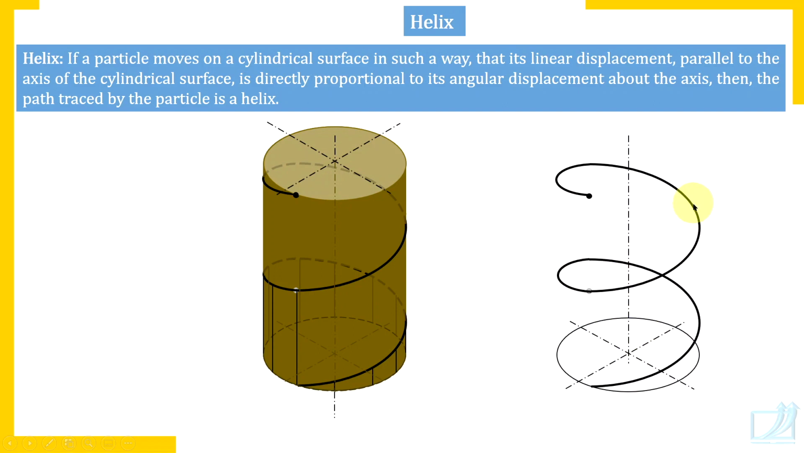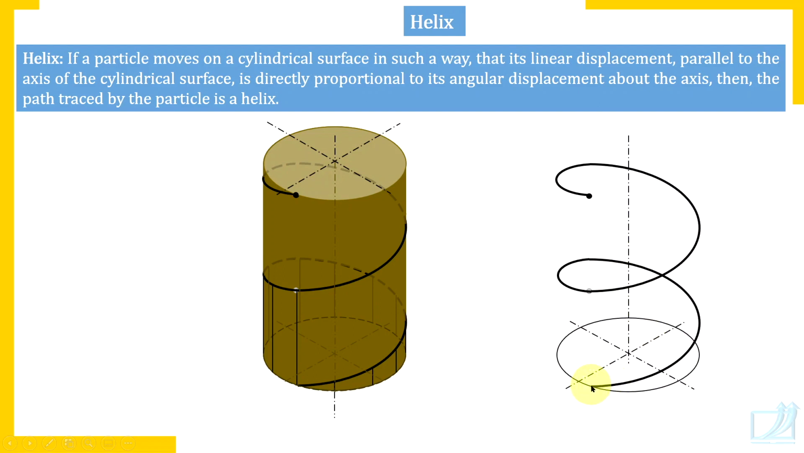This is a very important thing. When a particle moves on a real cylinder, then some portion of the curve will be hidden. So while solving problems, you will have to take care of that. But if there is no real cylinder involved and you are asked to draw a helix, then there will be no hidden details.